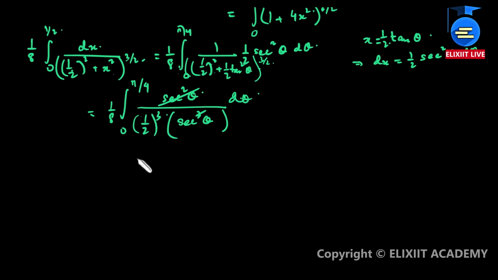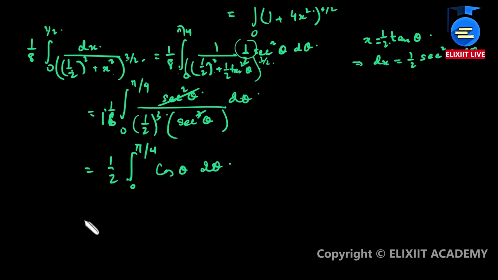Okay, 1 by 8 over here, and basically outside also we had 1 half, and this half was also there. So you can write this to be 1 upon 16. So this 1 by 8 and this 1 by 16, that's 8 by 16, that is basically 1 by 2. So we have integration 0 to pi by 4. Here we have 1 by sec theta, and 1 by sec theta means we have cos theta d theta. Clear?